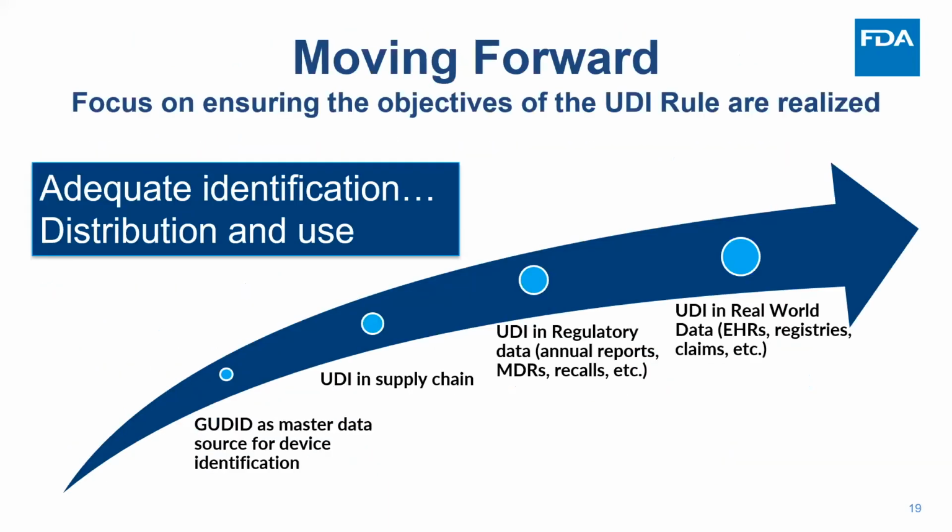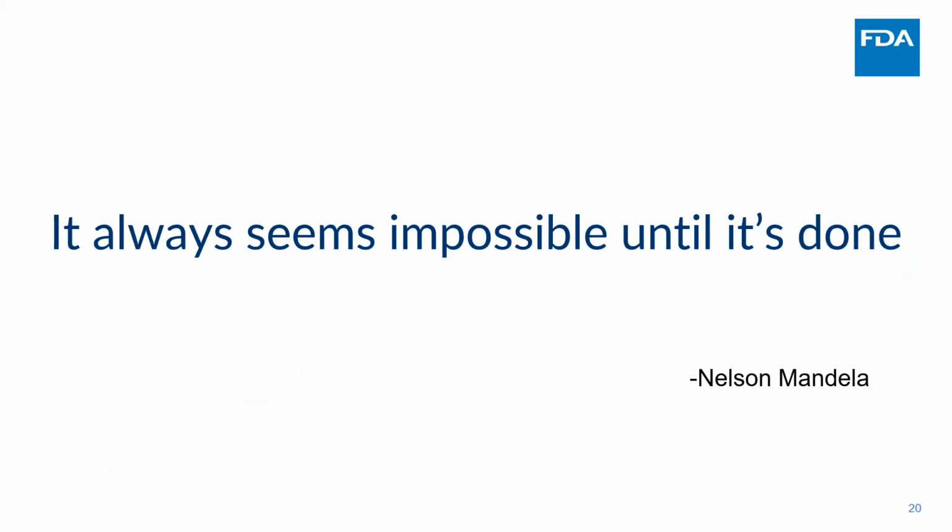So moving forward, we are focused in CDRH on ensuring that the objectives of the UDI rule are realized, that there is accurate identification of devices throughout the distribution chain, all the way into capturing into real world data. We're focused on that, very excited to be in the space where we actually have all the data now and we're ready to begin to make some progress in leveraging and harnessing this information, and really appreciate the community working together to move the needle forward.